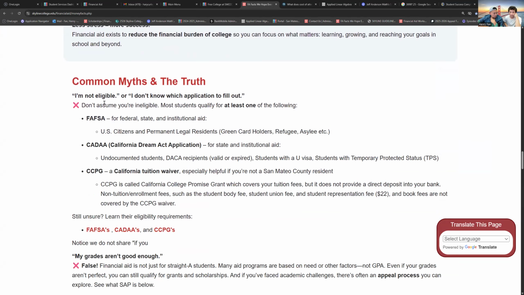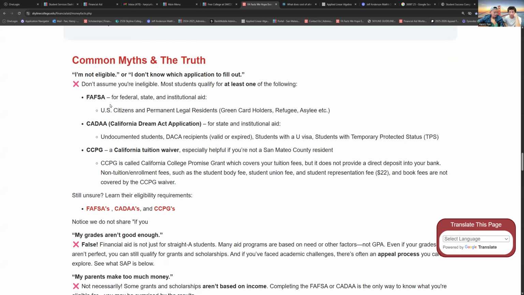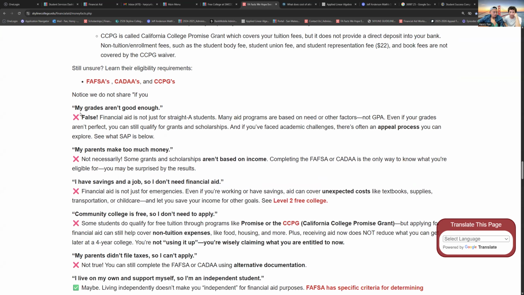Don't think you're ineligible. Figure out what the eligibility is for these two applications. It's not difficult. For the first time, it may be, but after you get that, every other time after that, it's a walk in the park, right? You do this application once a year. Don't think that your grades aren't good enough. Don't think your parents make too much money. Don't think you make too much money.